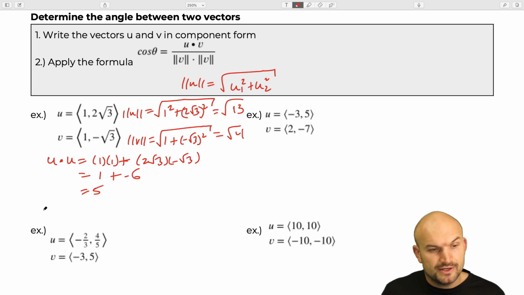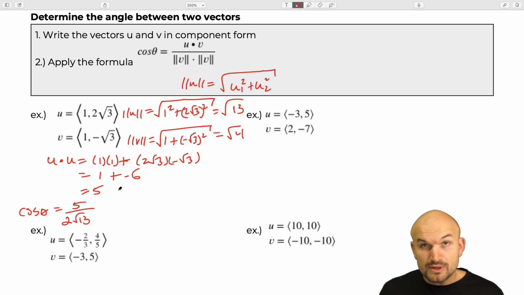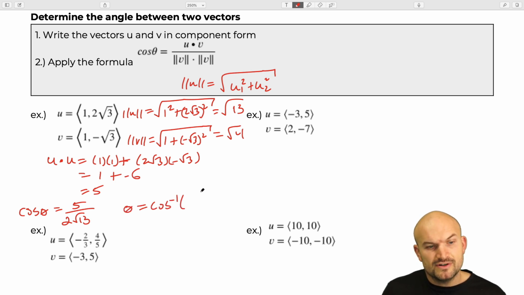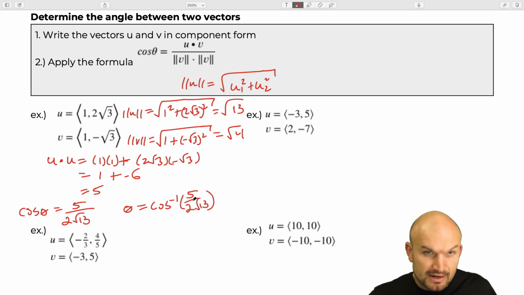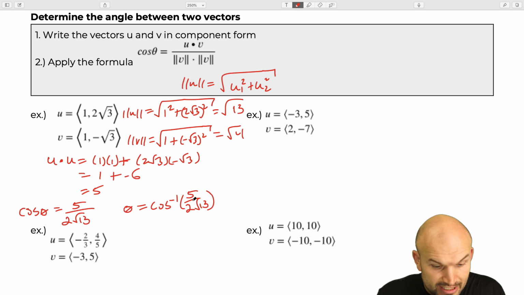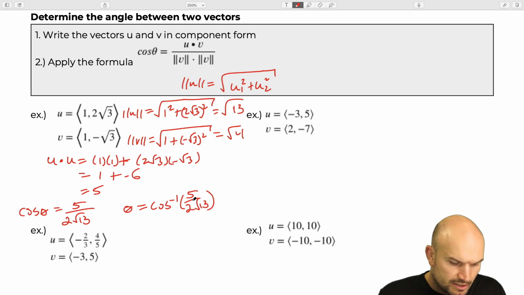Okay, so in our calculator, if we have the cosine of theta equals 5 divided by 2 times the square root of 13, then to find theta, we're going to have theta equals the cosine inverse of 5 over 2 square root of 13. All right, so now we're going to use our calculator. We will look at this in degrees. And let's go ahead and see here. So I can just do 5 divided by 2 times the square root of 13.